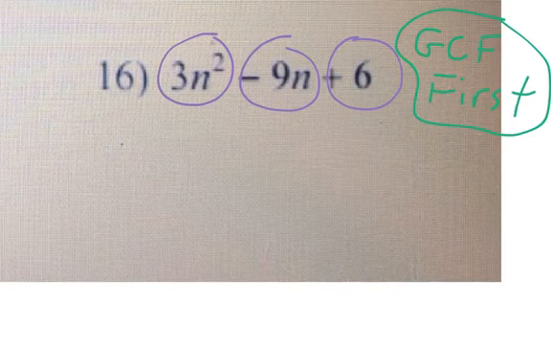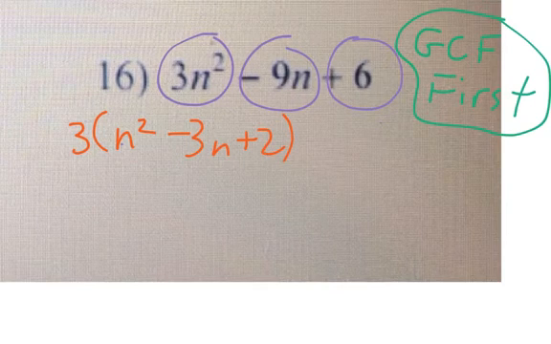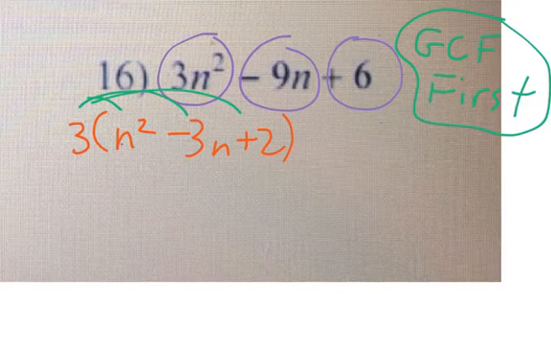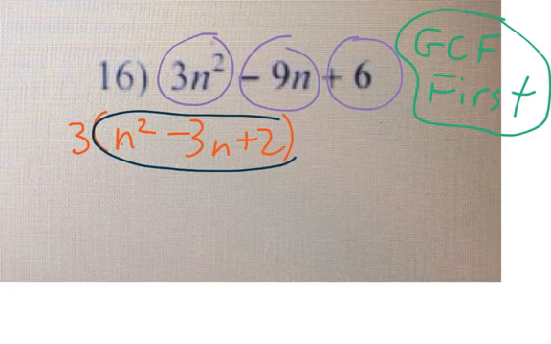So notice, guys, I'm going to do a GCF of 3, and that leaves me n squared minus 3n plus 2. And I'm just going to double check my work here. That's 3n squared, that's minus 9n, that's plus 6, right? Okay, so that's looking really good so far. Now notice what I have left in parentheses is a trinomial that I can actually factor using FOIL backwards.